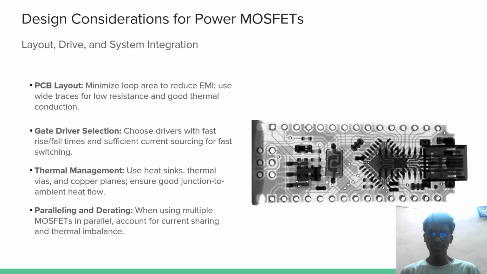Design consideration of power MOSFET: layout, drives, and system integration. PCB layout: minimize loop areas to reduce EMI, use wide traces for low resistance and good thermal conduction. Gate drive selection: choose drivers with fast rise and fall times and sufficient current sourcing for fast switching. Thermal management: use heatsinks, thermal vias and copper planes, ensuring good junction to ambient heat flow.